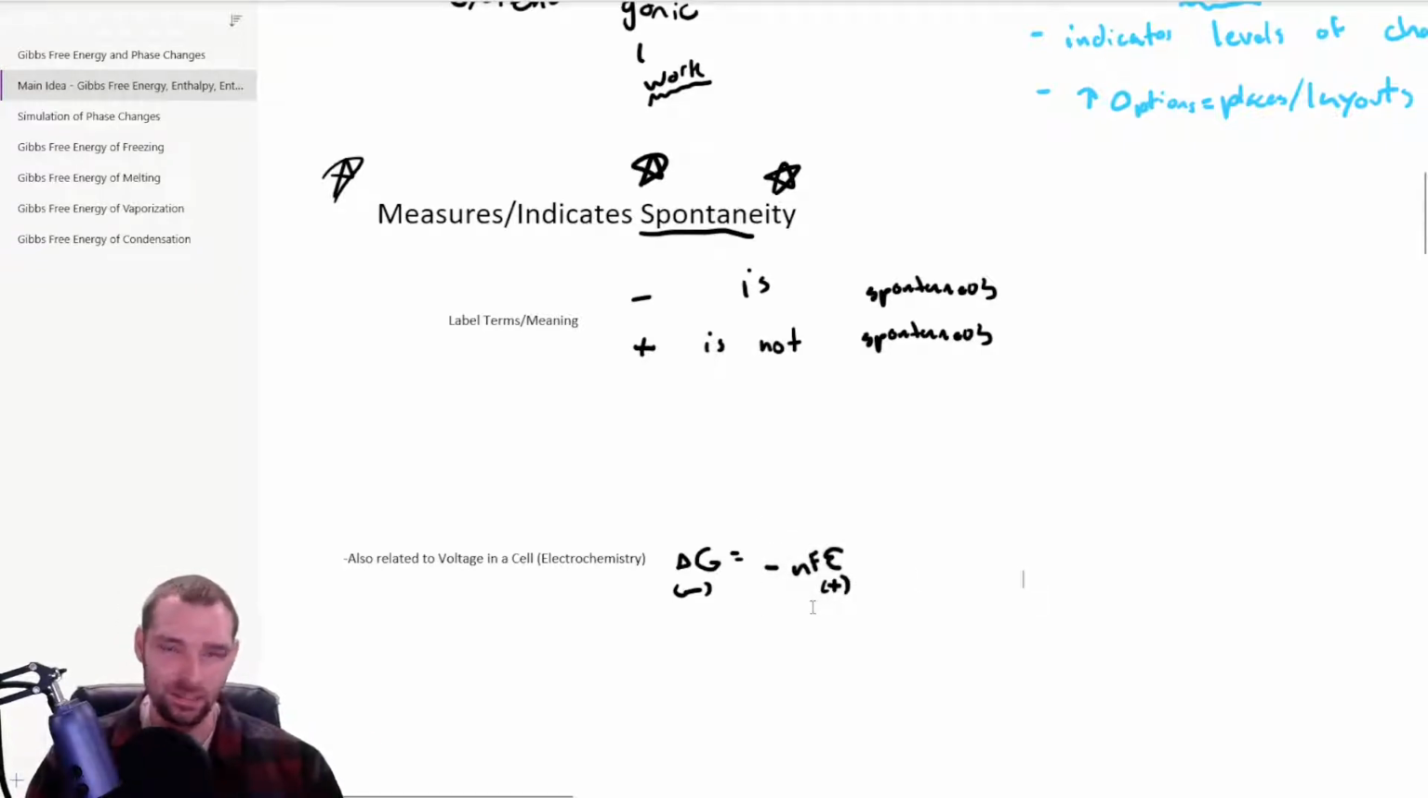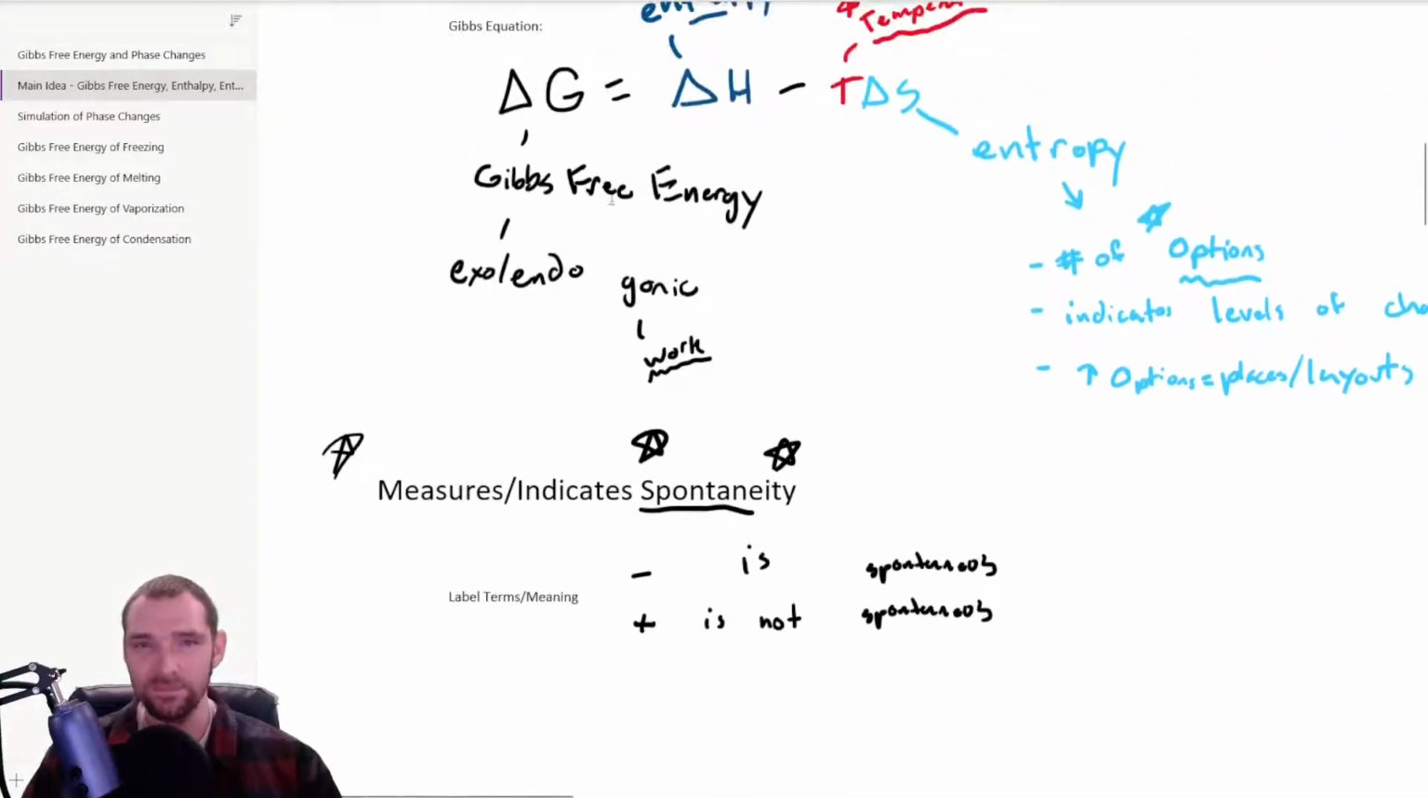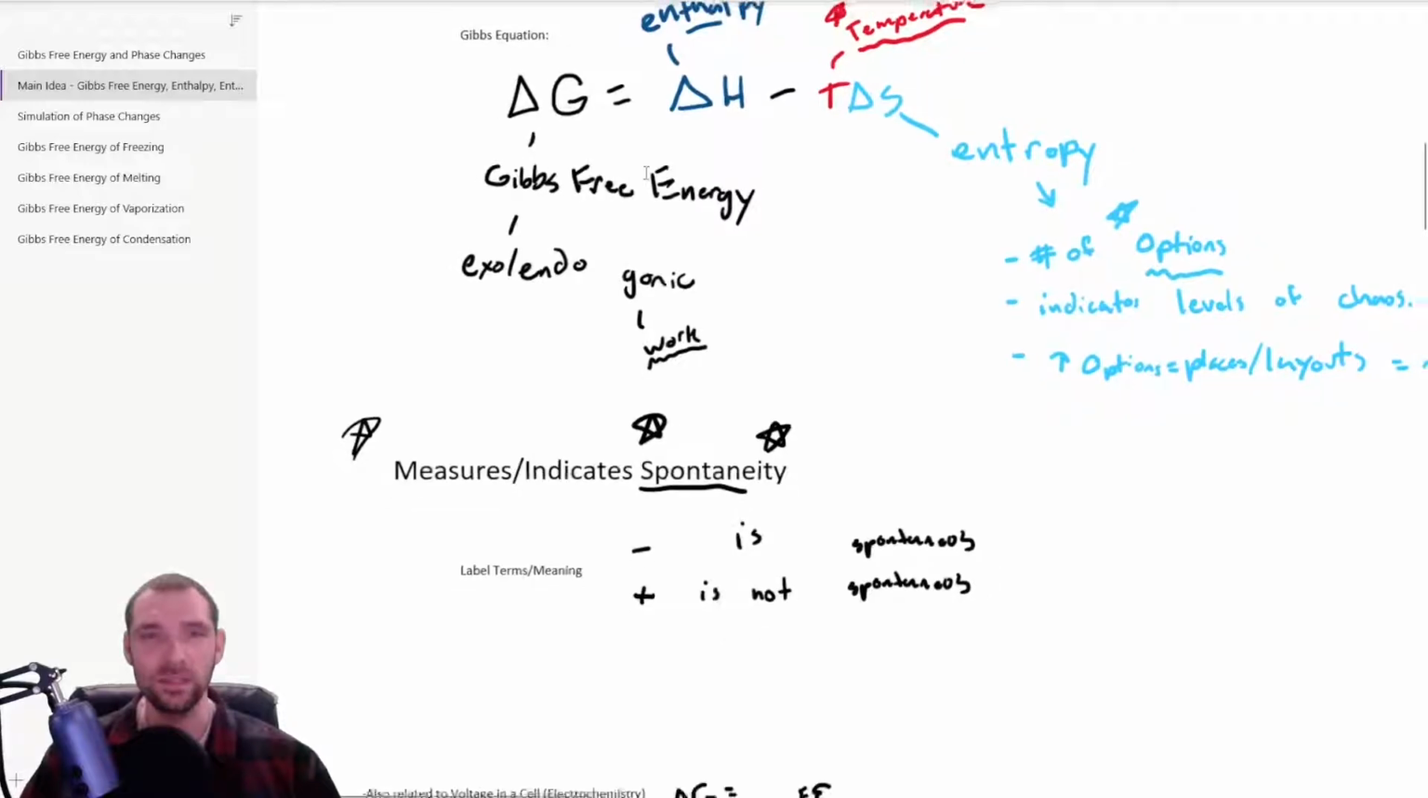It's also important to note that you can look at the cell's voltage, if you're talking about the energy of a battery, and that's related to the Gibbs free energy. So how spontaneous something is going to correlate with its voltage. Just trying to link what these things really are.